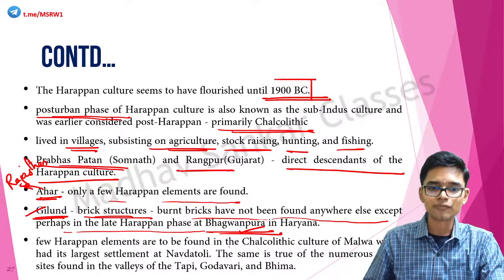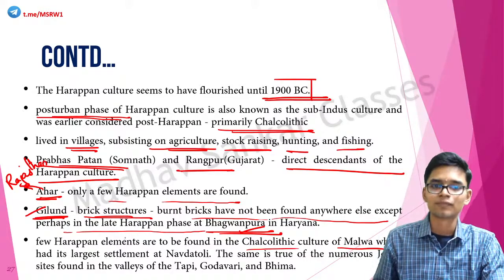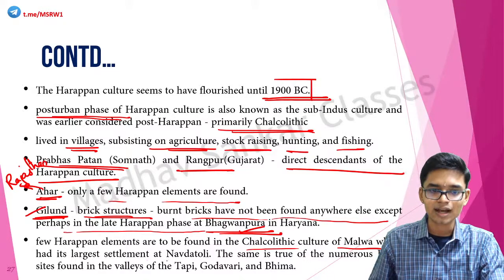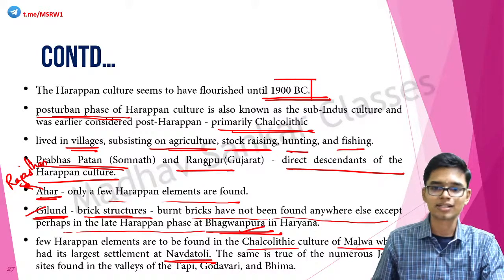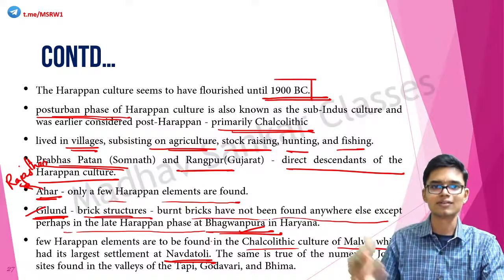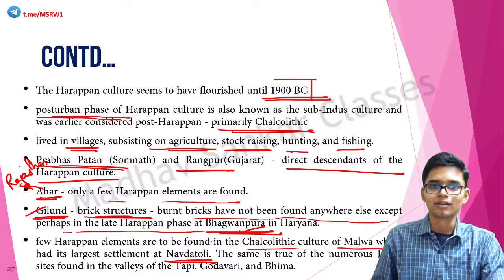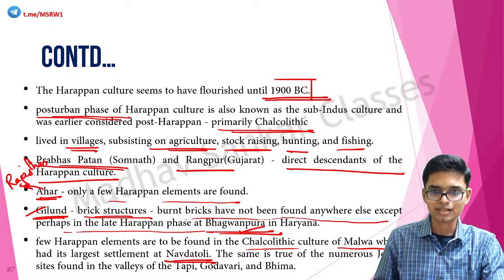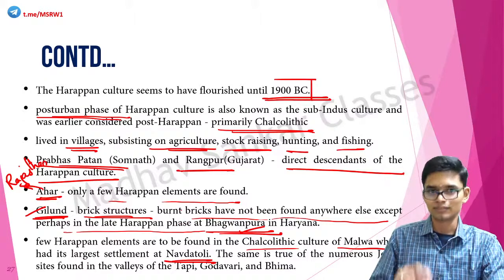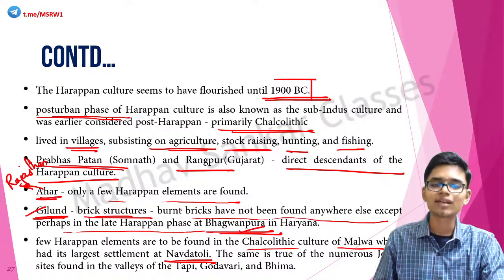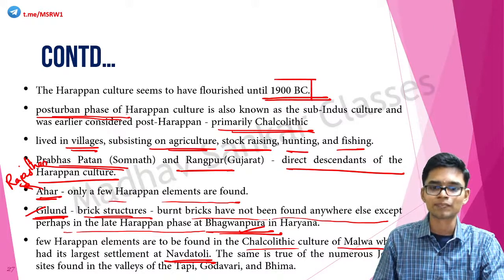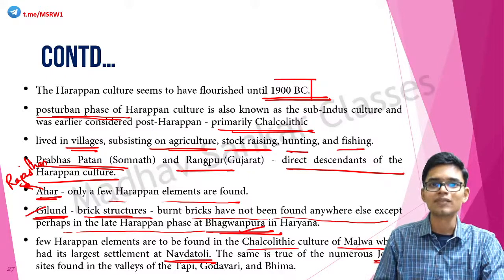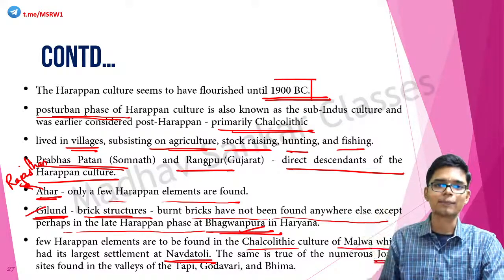Few Harappan elements are to be found in the Chalcolithic cultures of Malwa, which had its largest settlement at Navdatoli. We talked about the Malwa culture yesterday, not extensively, but some. Navdatoli, one of the major centers of the Malwa culture, which is a subtype of the Chalcolithic culture. Here we can find some elements of Harappan culture. Same is true for the Jorwe cultures. Yesterday we studied Jorwe culture, which existed in Maharashtra and adjacent regions, and here we can again find some Harappan influences.